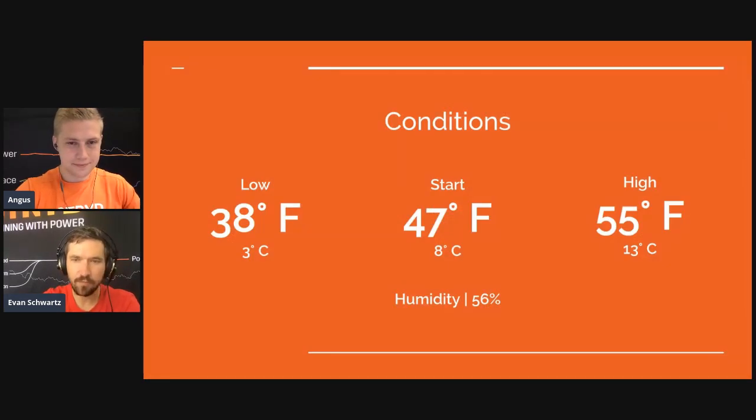Conditions, things were really good for the 2019 New York City Marathon. A little chilly at the start, a low of 38 degrees Fahrenheit, 3 Celsius for the day. Start temperatures, 47 degrees Fahrenheit, 8 degrees Celsius. A high of 55 degrees Fahrenheit, 13 Celsius. Humidity 56%. I think I remember looking at the weather statistics as well. There was a 5-mile-an-hour wind out of the west. So really, really optimal race conditions.